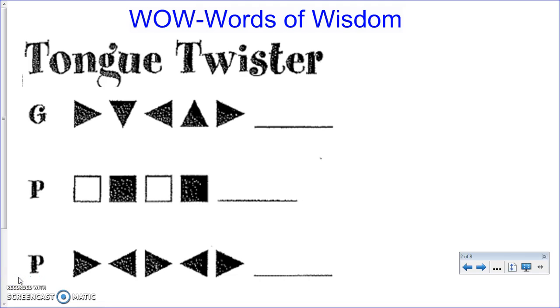As we work with our geometric or shape patterns, we're going to start off with simple ones and build more complicated ones. So on the first one here on the tongue twister, we have a triangle pointing to the right, a triangle pointing down, a triangle pointing to the left, and a triangle pointing up. Then the pattern starts all over again. So we have a triangle pointing to the right. So our next shape, if we go back and look at the beginning of the pattern, is going to be a triangle pointing down.